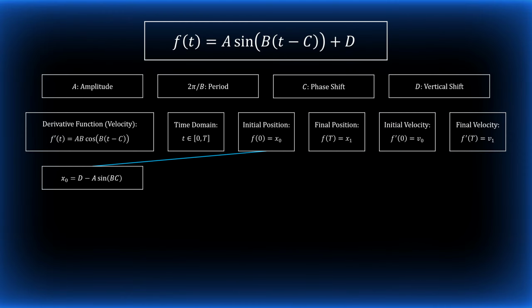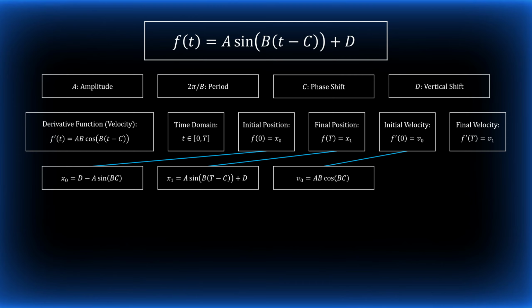Okay, here comes the math. If we plug 0 into the function, we get an expression for our initial position, which again, note that it depends upon all 4 parameters. That's why this gets a little frustrating. Same thing for final position, and then we can plug in 0 and capital T into the derivative to get expressions for our initial and final velocities. At least the velocities only depend upon 3 of the 4 parameters.